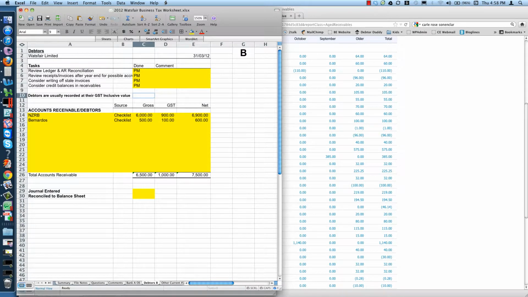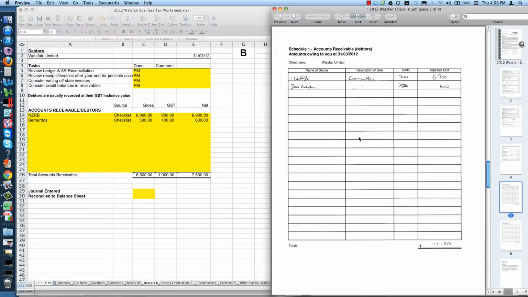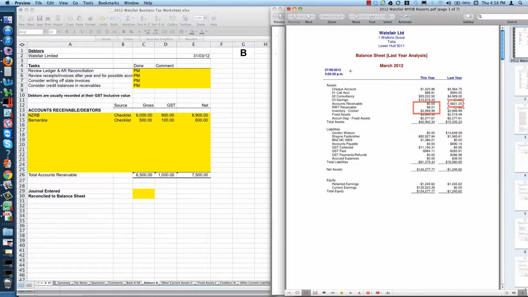Okay, so now we've done our testing. What we've found though is we have some transactions that aren't in the ledger. If we go back to our balance sheet, what we'll see here is that our debtors are zero, and we actually need our debtors to be $7,500.